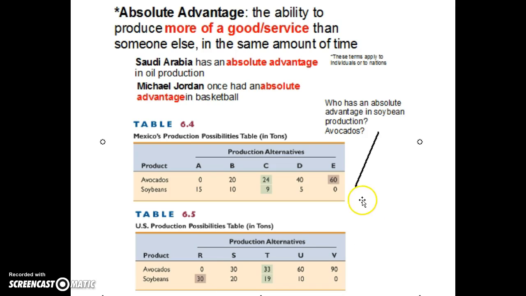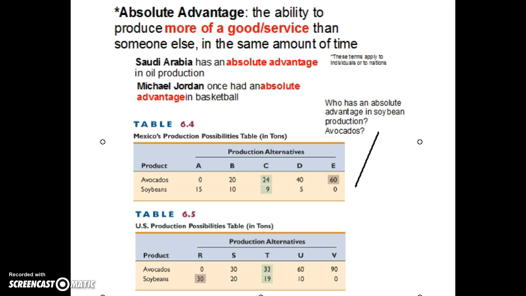And then what about avocados? Well, Mexico could produce 60, the U.S. 90. So you don't want to be tricked by these highlighted parts, right? They're highlighted for different countries. But the absolute advantage goes to the United States for both. We could produce more of either soybeans or avocados. Okay, that's absolute advantage, and it doesn't tell us what we should do in a scenario of trade.